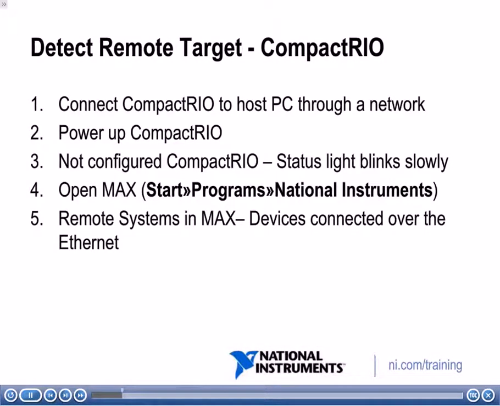Okay, let's walk through the steps of detecting a remote target, in this case a compact Rio. The first thing we would do is connect our compact Rio to a host PC through a network. Then we'll power up the compact Rio. If the compact Rio is not configured, its status light will blink slowly to indicate that. The next thing we'll do is open up MAX, and then take a look at the remote systems in MAX, which shows the devices that are connected over Ethernet.